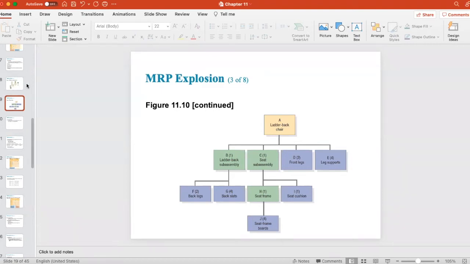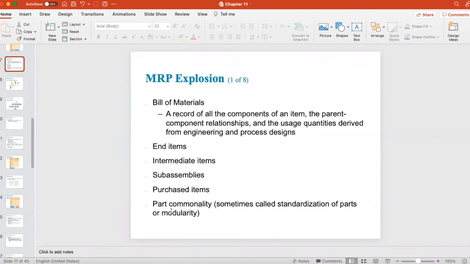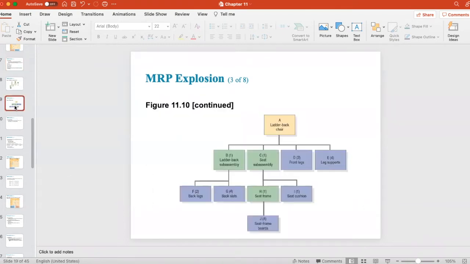Now, within the bill of material, items are classified into different classifications: end items, intermediate items, subassemblies, and purchase items. Let's use the example we just covered to illustrate the key idea of these four terms. The first one is called end items. What is meant by end item in our example? Very simple. If an item only plays the role of parent product, not component product, it should be viewed as an end item. Which item only plays the role of parent product? Of course, ladder back chair A itself is only a parent product instead of a component product, because A is not a component of anything else. So A can be viewed as an end item.